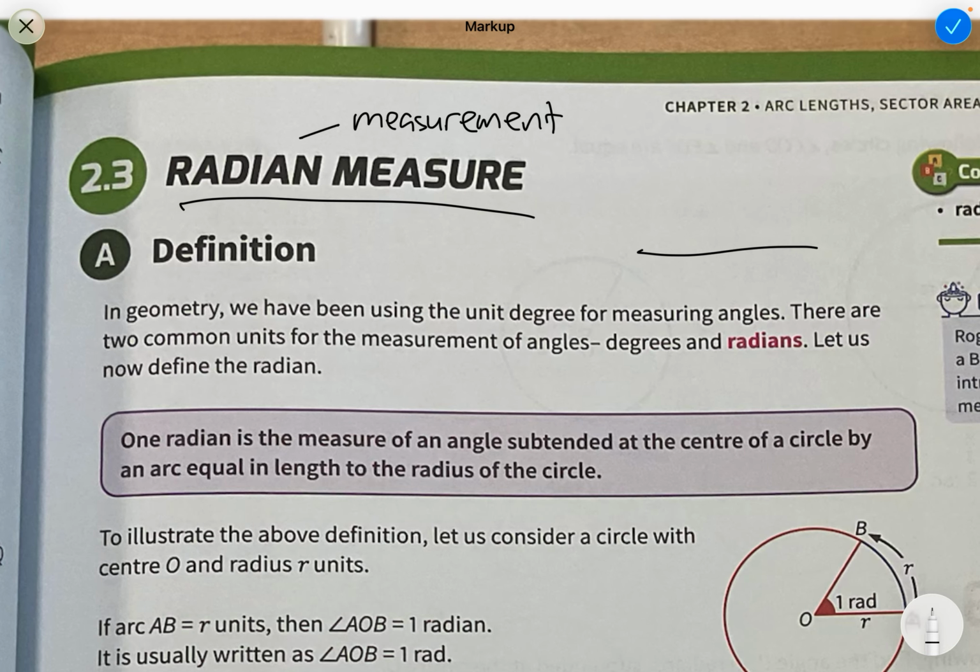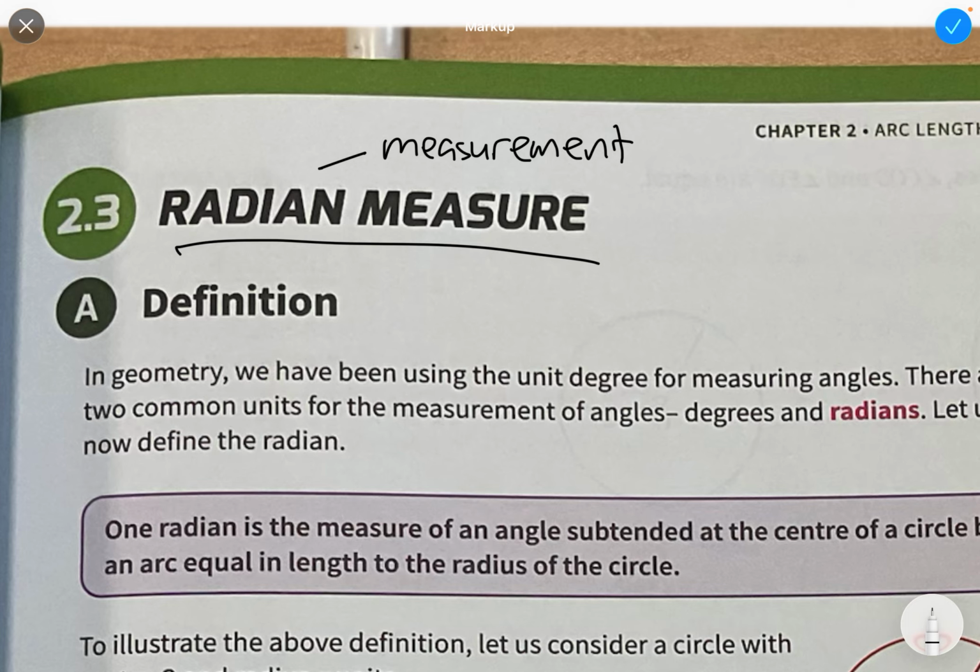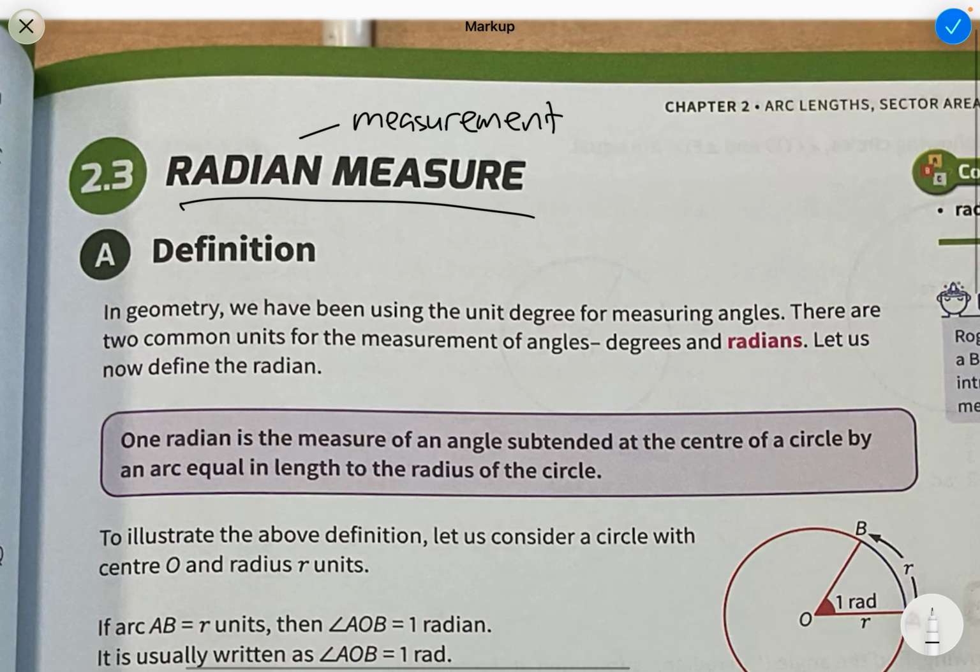Pi radian is 180 degrees. I want 135. How to change from 180 to 135? I divide by 180 first to get 1 degree.